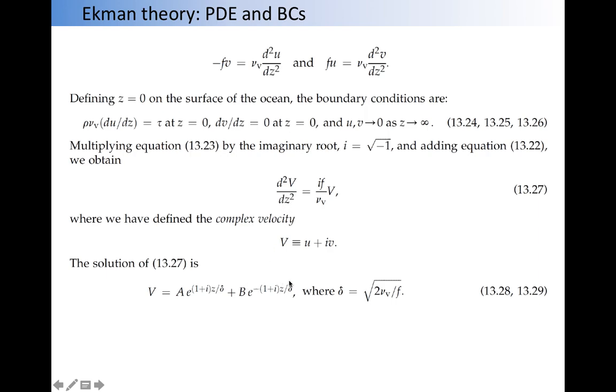V equals A e to the sigma z plus B e to the minus sigma z, where A and B are constants here, and you can compute some sort of characteristic, right? We don't know yet, but if you solve that, you can come up with this one.